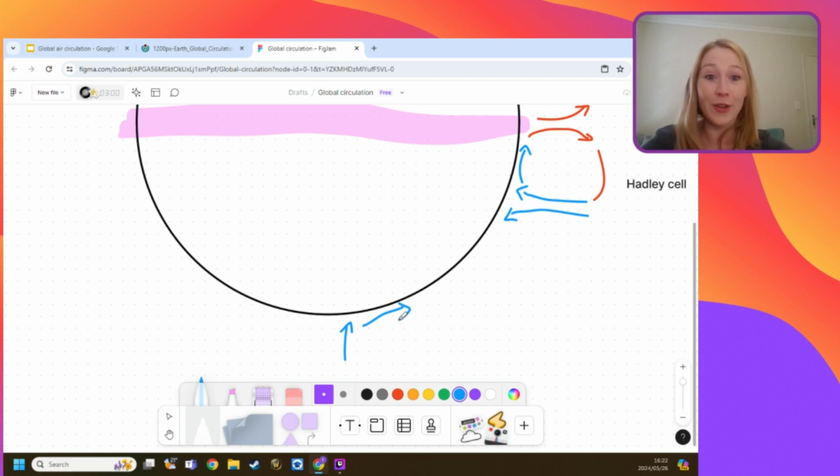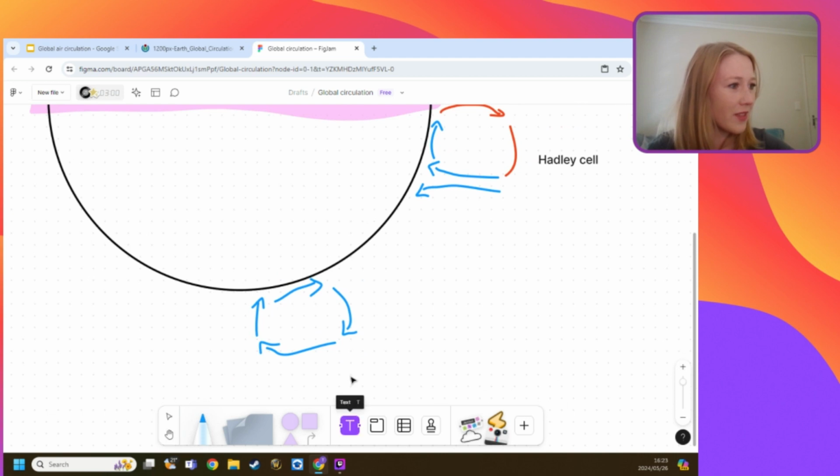Okay, in my mind, that arrow is a lot better. That's my story and I'm sticking to it. The polar cell over here, so it sinks, diverges, and we have another convection cell. There, add our label. Great. That's 2 of the 3.